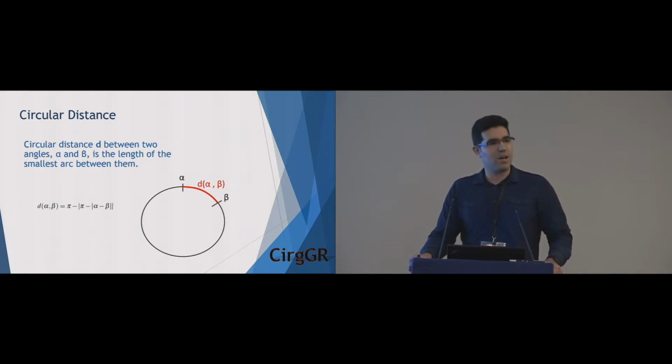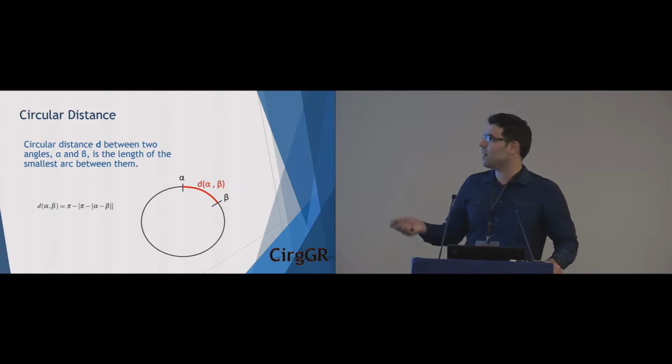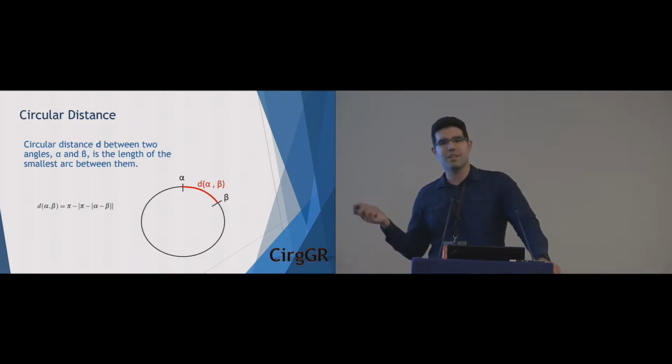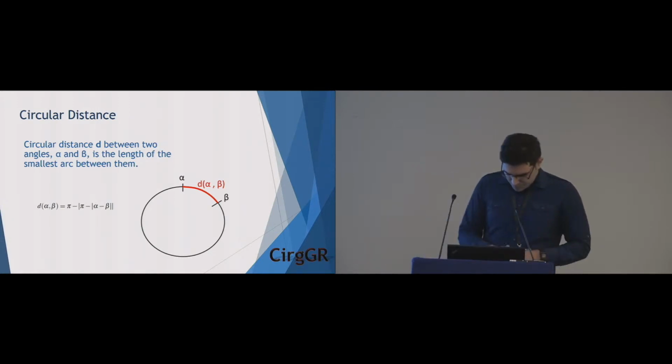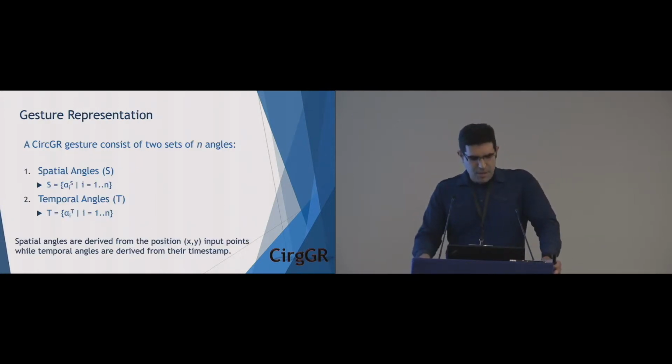And since our classifier, CircGR, is a nearest neighbor-like template matcher, what establishes some notion of distance, this is the distance that we are talking about. Having known that, you already know everything you need to know to understand it, so it's very, very approachable. All right, so how do we represent a gesture in CircGR?